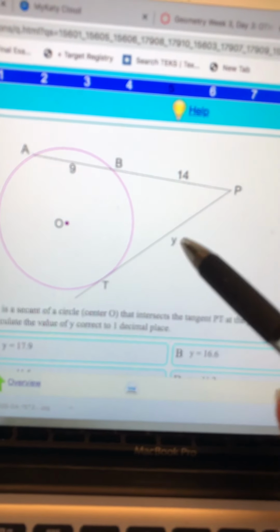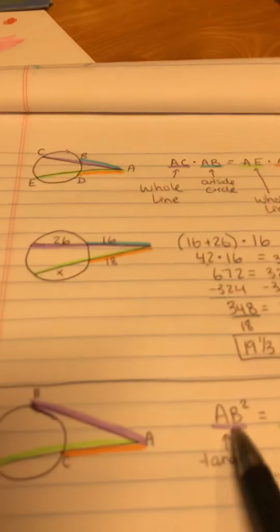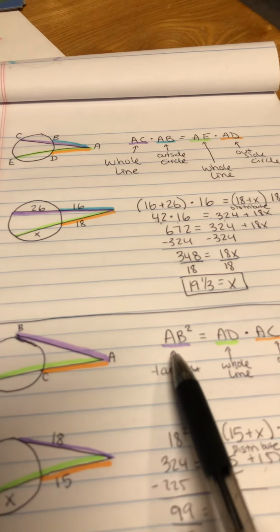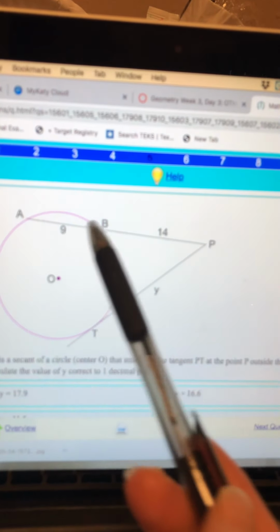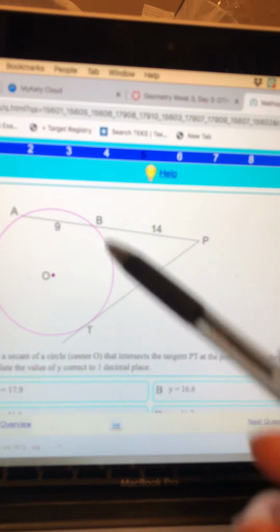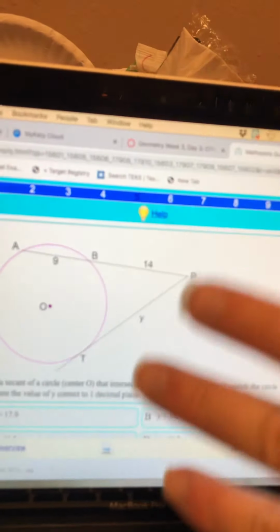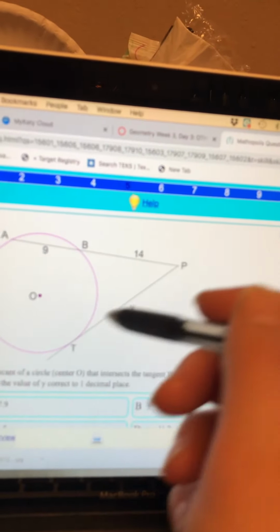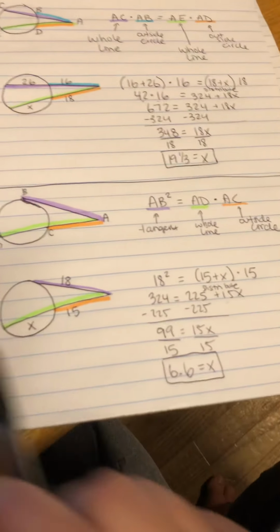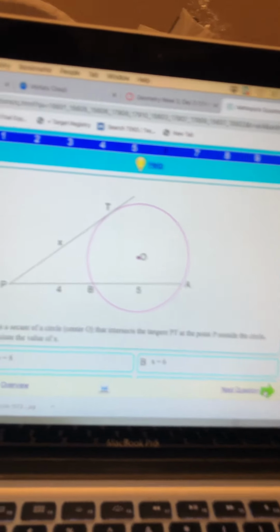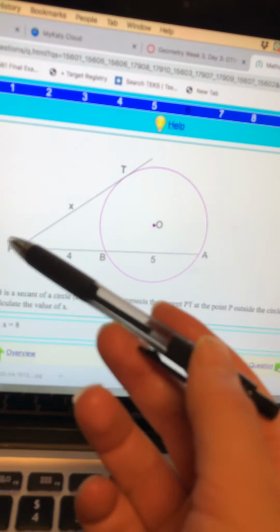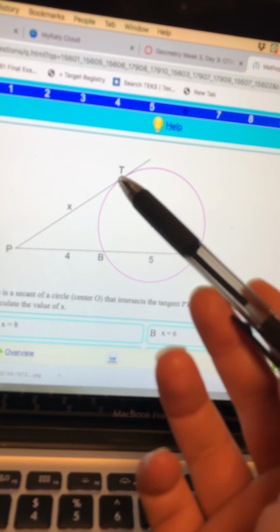So your tangent here, y, is going to be y squared equals the whole thing, 14 plus 9, times what's outside the circle, okay? You could even, if you wanted, draw it flipped over, but there's your tangent right there. So starting at number 5, you go and use the bottom example. Again, another one for 6. It's a tangent because it only touches once.